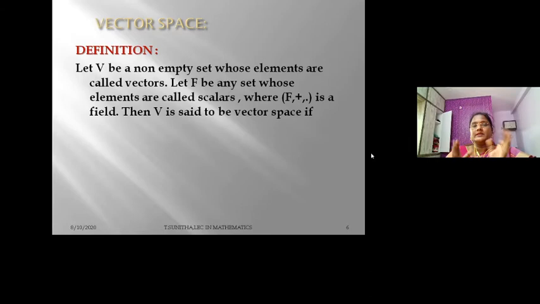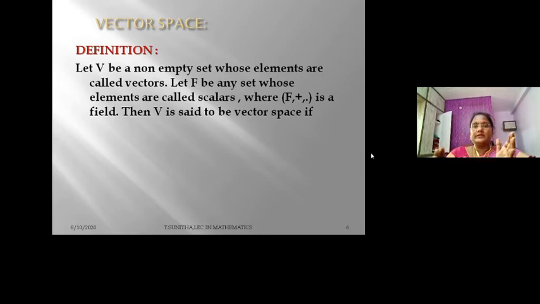Scalars means F is a set of scalars. Here clearly you have to visualize that V is a set of vectors, F is a set of scalars, where (F, +, ·) is a field. So what is a field? (F, +) is a commutative group, (F*, ·) is a commutative group, and distributive laws should be satisfied. So that is a field. So here F is a scalar set, that is a field.